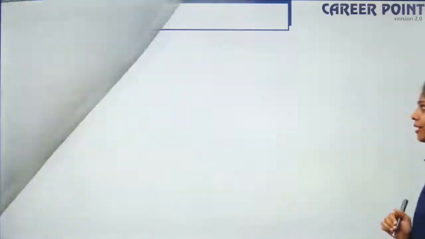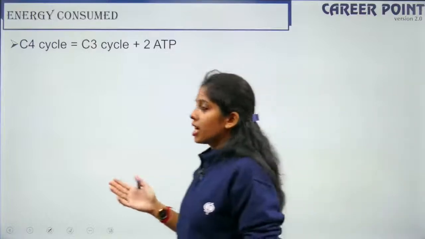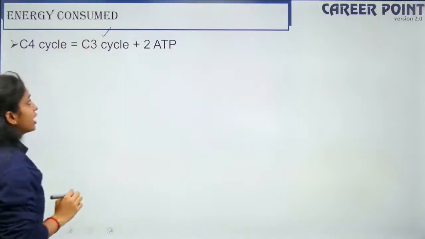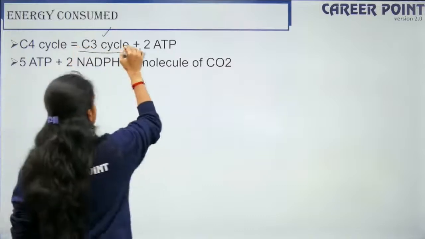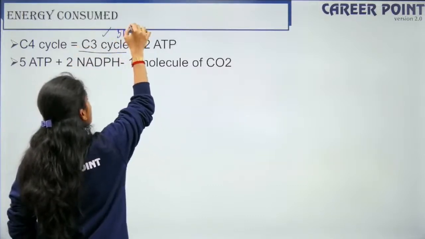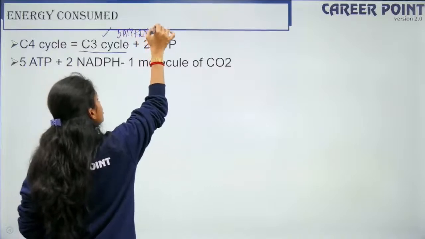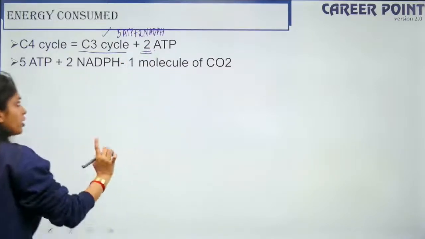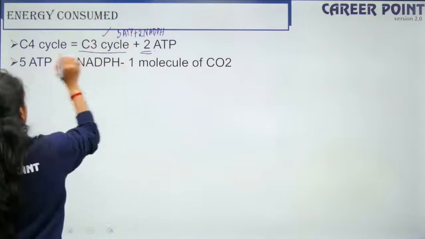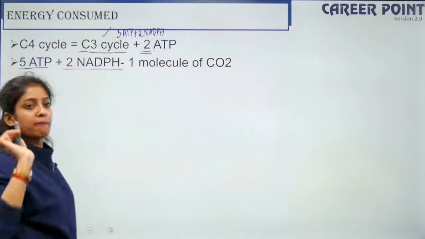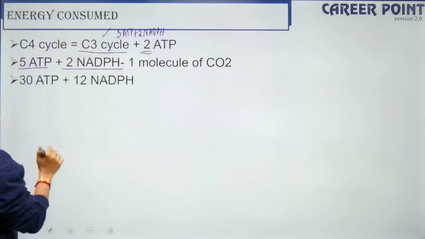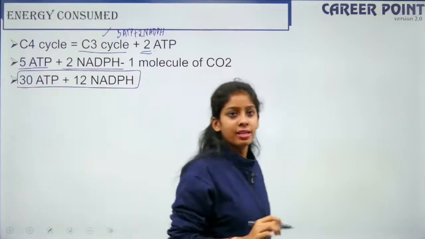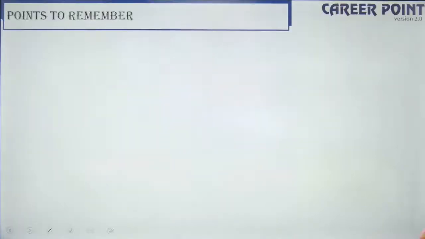So what is the energy consumed here? In the C4 cycle, you have the C3 cycle also happening. In the C3 cycle, we know how much is consumed: 3 ATP plus 2 NADPH. In the C4 cycle, you have an extra 2 ATP getting consumed. So totally for 1 molecule of carbon dioxide, 3 plus 2, 5 ATP plus 2 NADPH are being used. For 6 molecules, it is 30 ATP plus 12 NADPH that is being utilized. Clear? So points to remember.